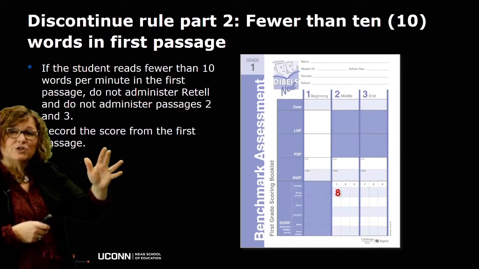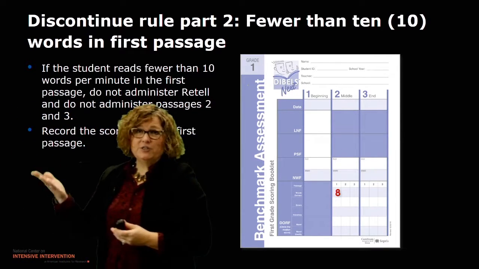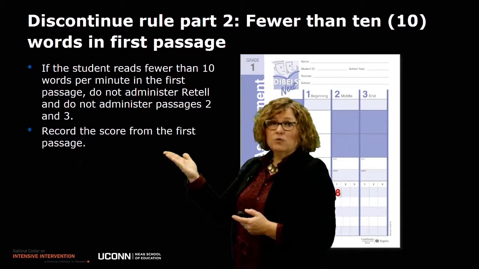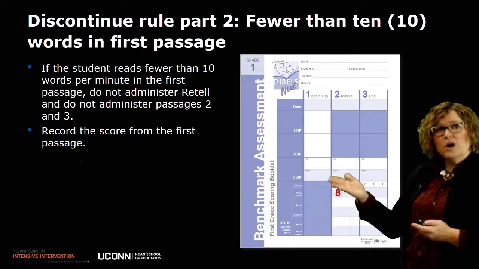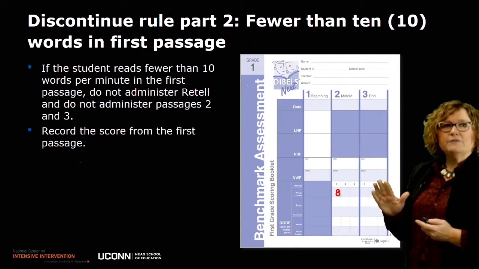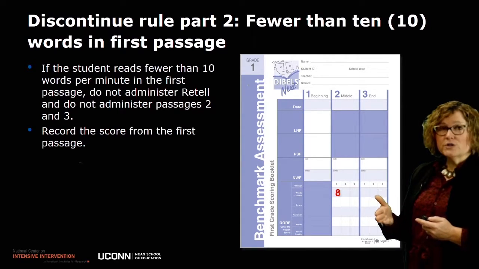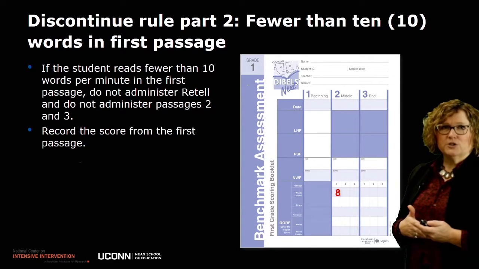Like in some of the measures, there's actually a retell portion of the passage. So you're not going to administer that. You're going to record the score from the first passage. This just gives you an example of what the scoring book looks like for benchmark assessment for DIBELS. You can see you just record the score for the first passage, but you don't give those second two passages for benchmark.